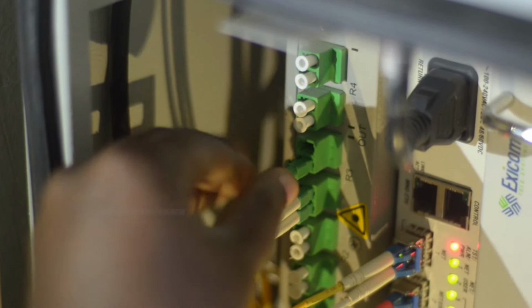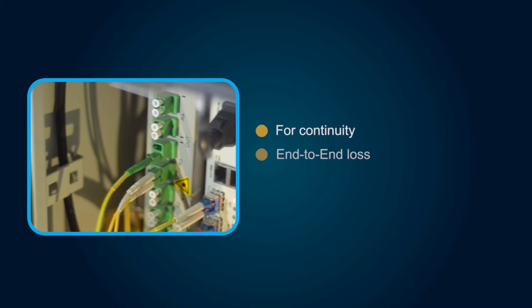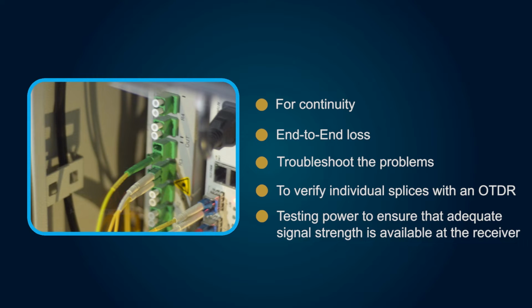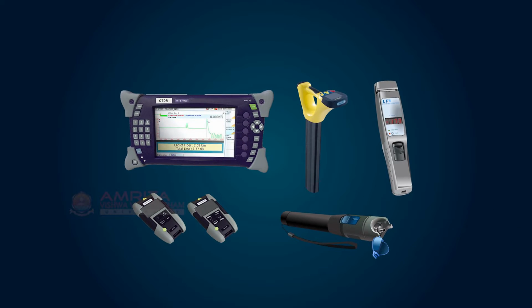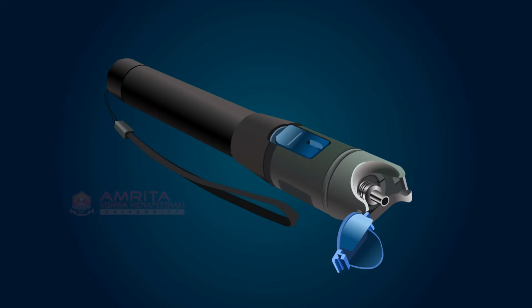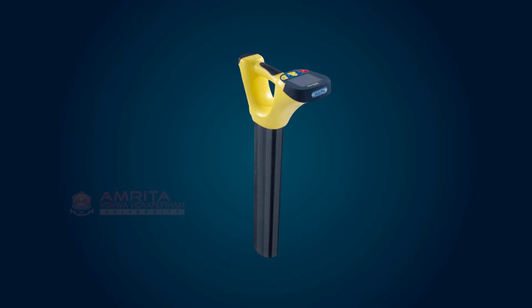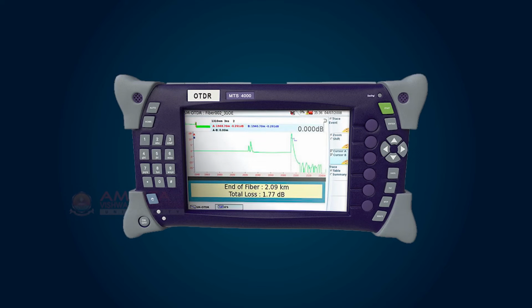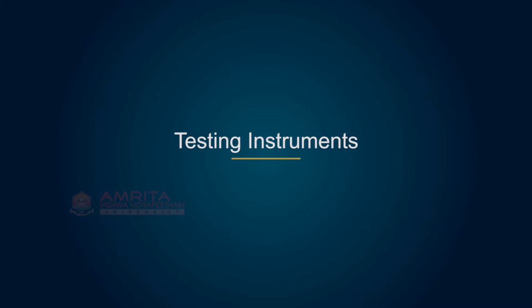For every fiber optic cable plant, testing needs to be done to test for continuity, end-to-end loss, troubleshoot problems, and verify the individual splices with an OTDR, and to test power to ensure that adequate signal strength is available at the receiver. Some of the testing instruments are visual fault locator, cable locator, live fiber identifier, LSPM, OTDR. We will now see these testing instruments.